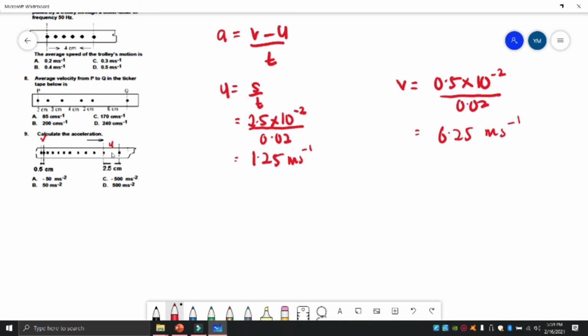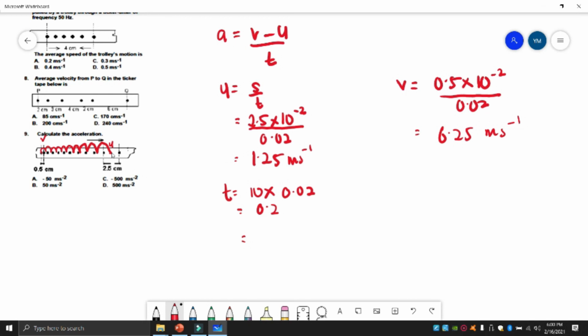And then how about the time? Remember when I said if you want to find time for acceleration, you have to jump. So from here, 1, 2, 3, 4, 5, 6, 7, 8, 9, 10. So 1 tick is equal to 0.02. You just multiply 10 by 0.02, so we get 0.2.